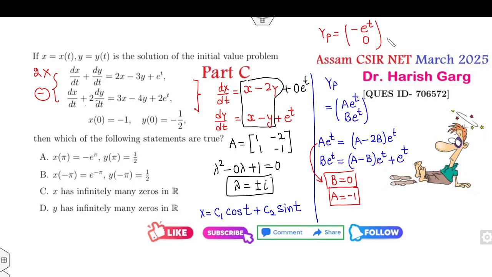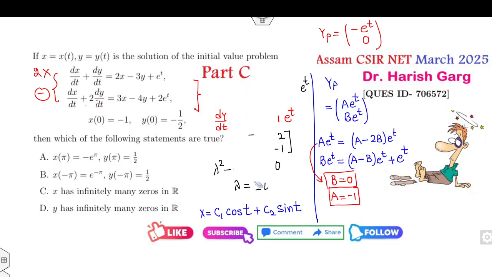Any doubt up to here, anyone? Fine. So hence your complete solution will be, I can write here: c1 cos of t plus c2 sin of t.